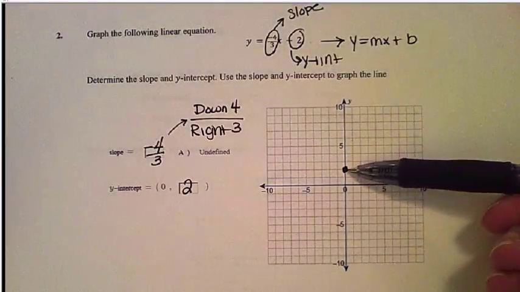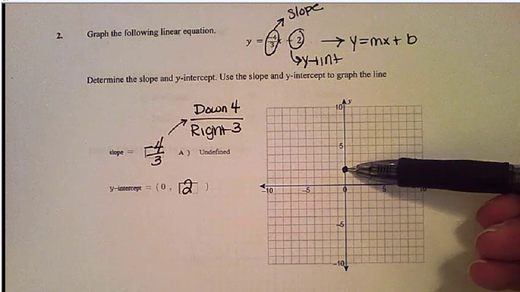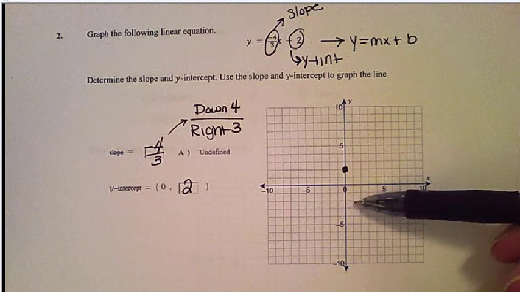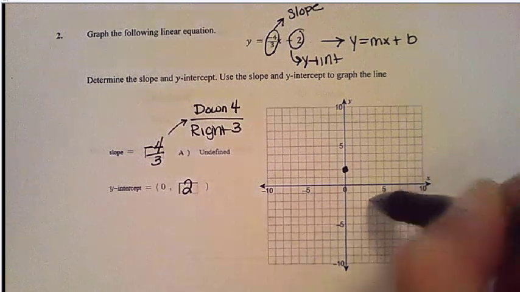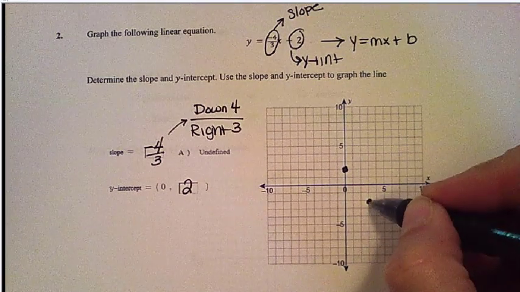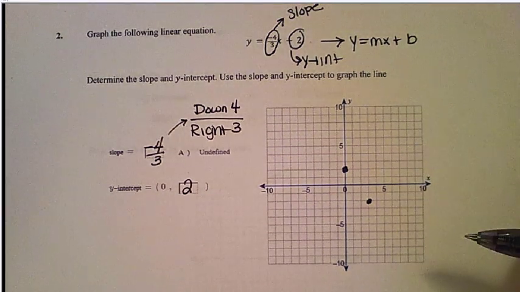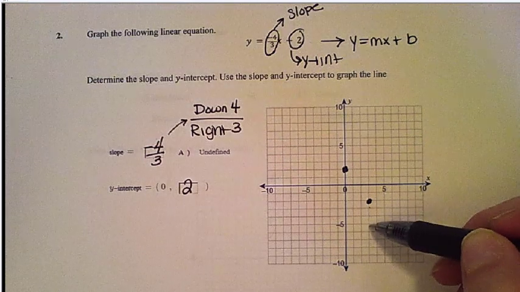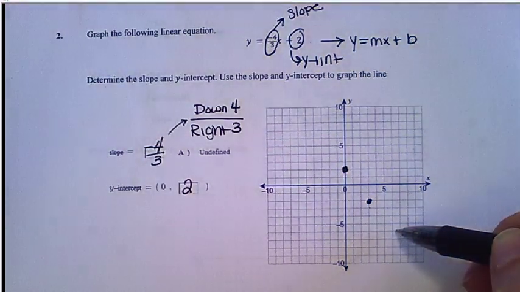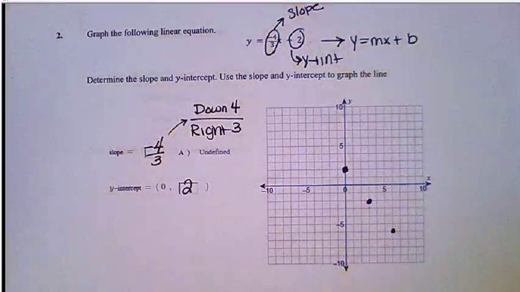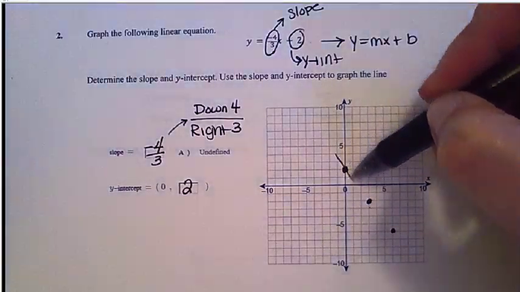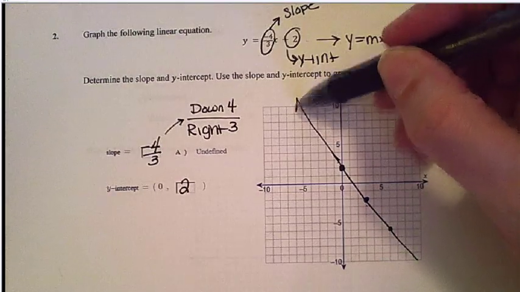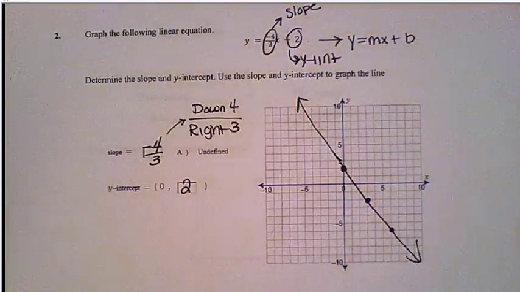So we're going to start at our y-intercept at 0, 2, and we're going to count down 4. So 1, 2, 3, 4, and then to the right 3. And we end up at this point right here. And again, if you're like me and you don't draw very straight lines, I can count that off again. So going down 4 and to the right 3. There's another point on my line, and now all I have to do is connect my dots. And there's our line.